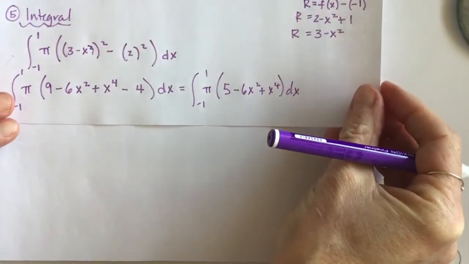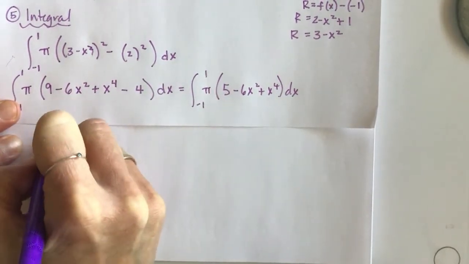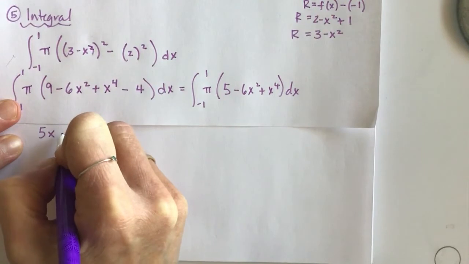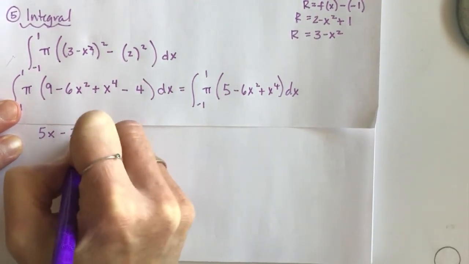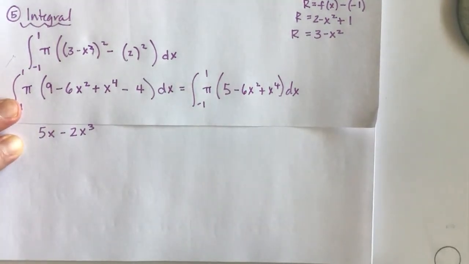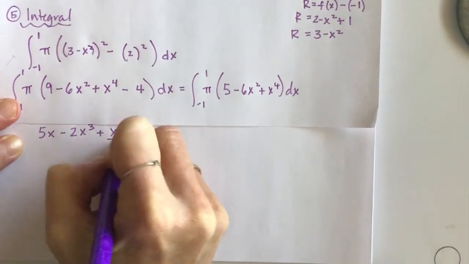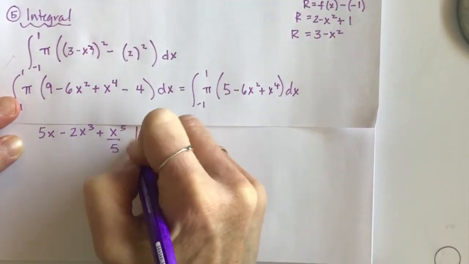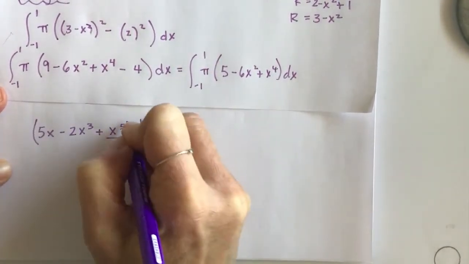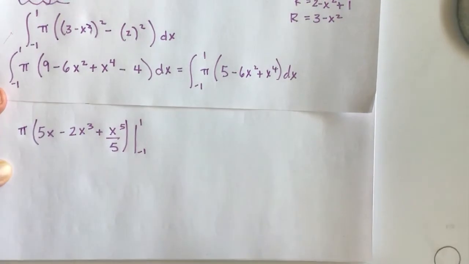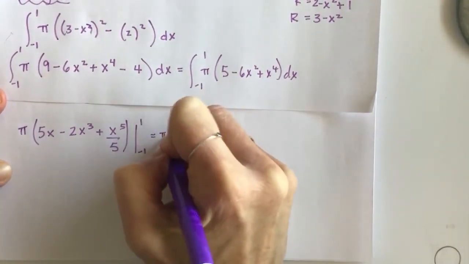And the last step is to antiderive. So the antiderivative of 5 is 5x. The antiderivative of 6x squared would be, let's see, 2x cubed. And the antiderivative of x to the 4th, x to the 5th over 5. And we're going to go from negative 1 to 1. And we can't forget that pi is still hanging out here because that is part of the answer. Okay, and then we're going to plug everything in here.